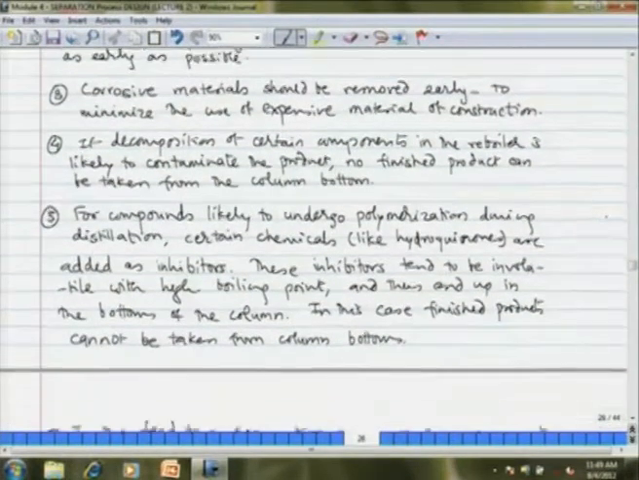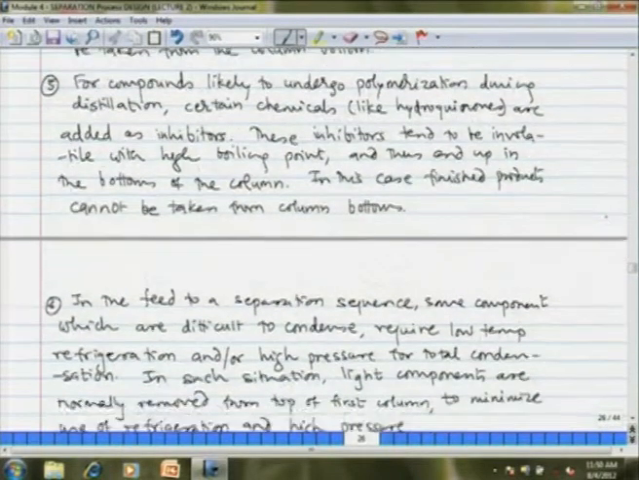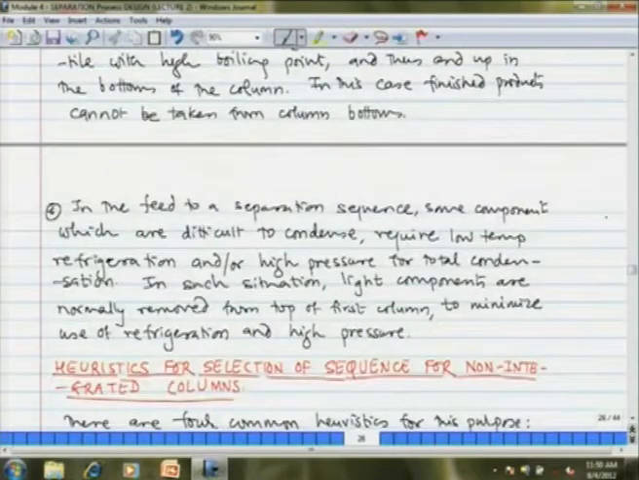For compounds that are likely to undergo polymerization during distillation, you have to take special care. In this case, certain chemicals are added, like hydroquinone, which is one of the chemicals that are inhibitors, which inhibit the polymerization. However, these chemicals are usually high boiling components, and these inhibitors end up in the bottom of the column and they contaminate the product there. So, in this case, the finished product cannot be taken off from the column bottom.